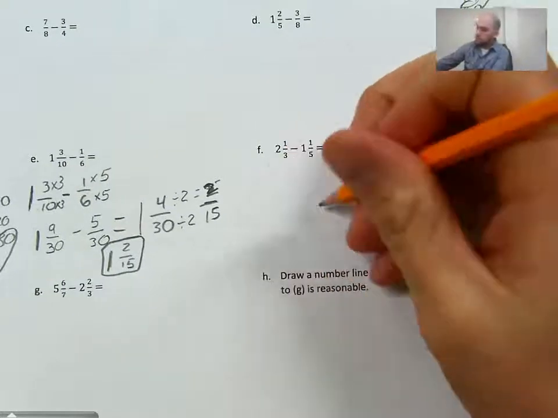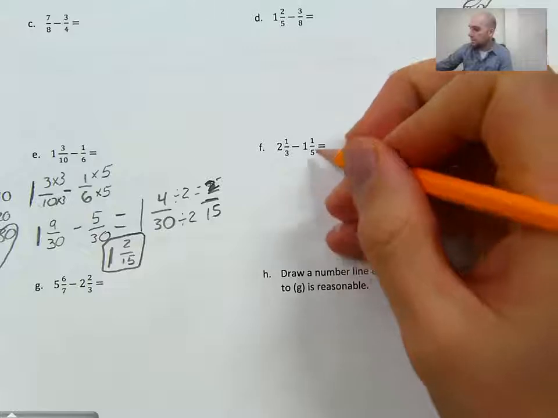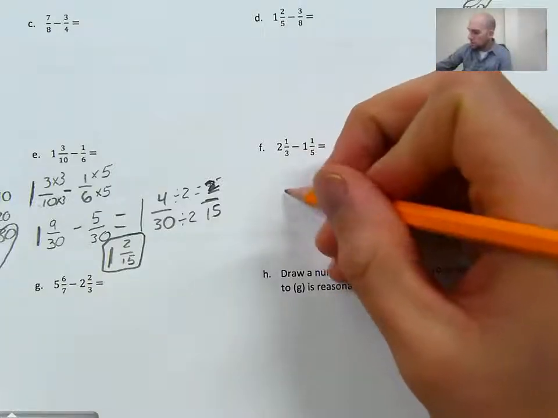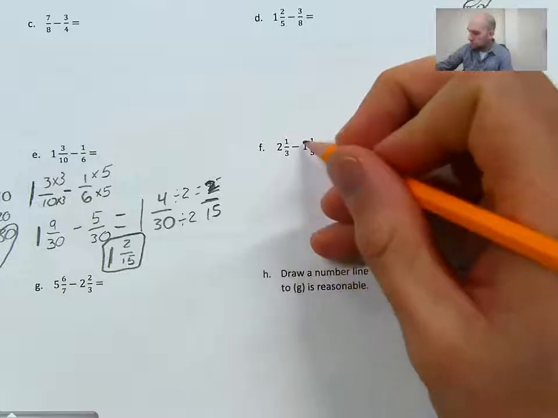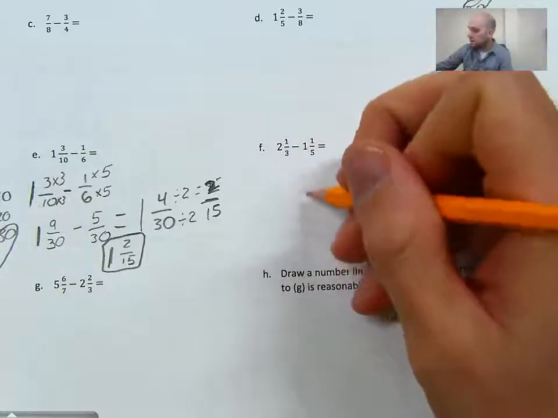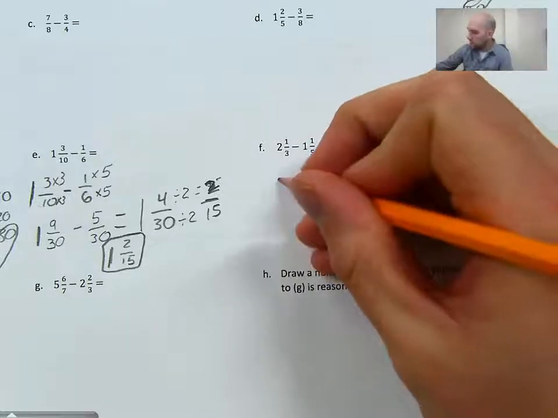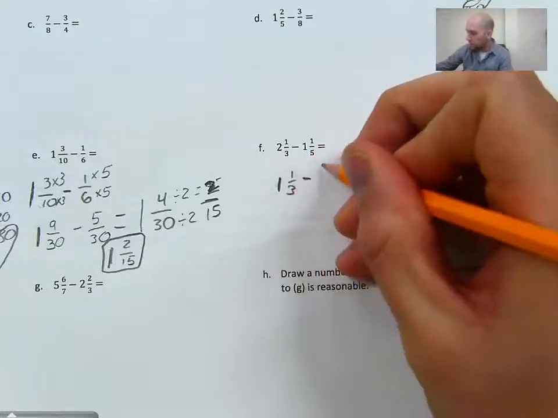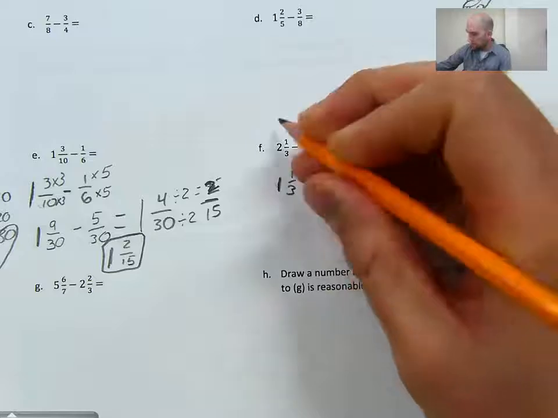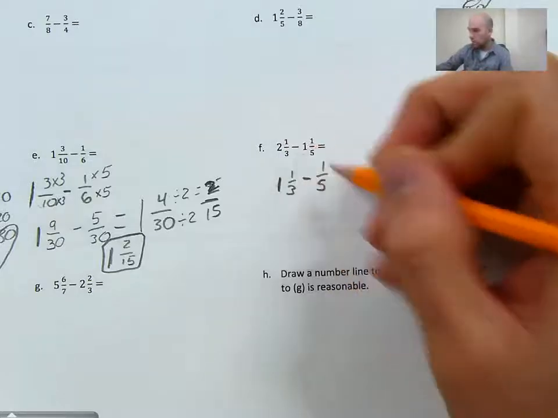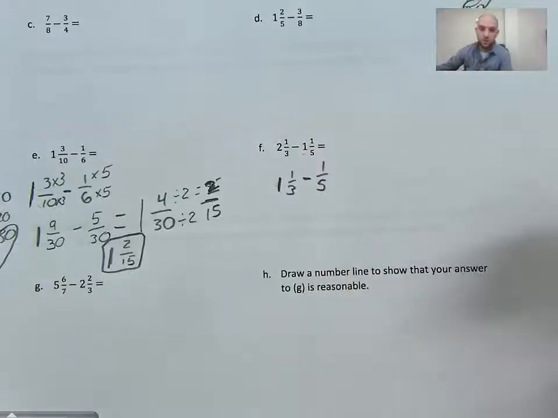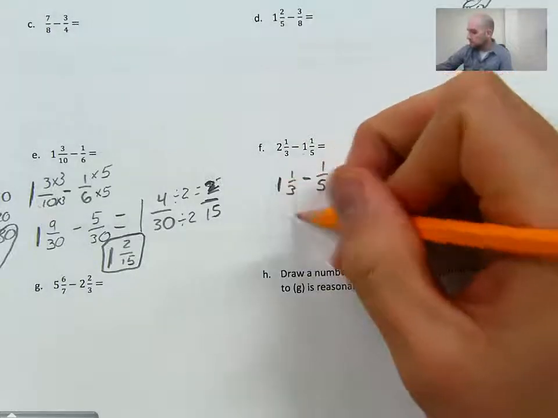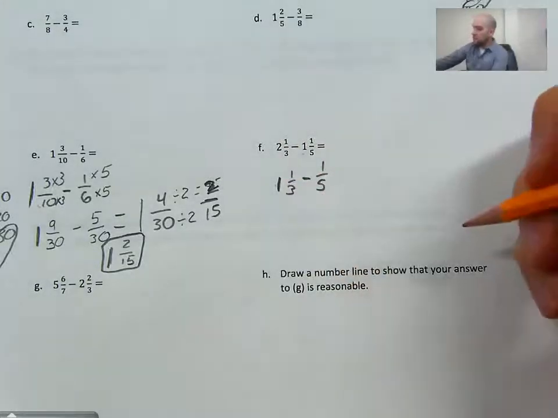What I can do first is subtract 2 minus 1, or 2 and 1/3 minus 1, I should say. 2 and 1/3 minus 1 is 1 and 1/3 minus 1/5. So I just subtract out the 1 first because we could do that first if we'd like to.